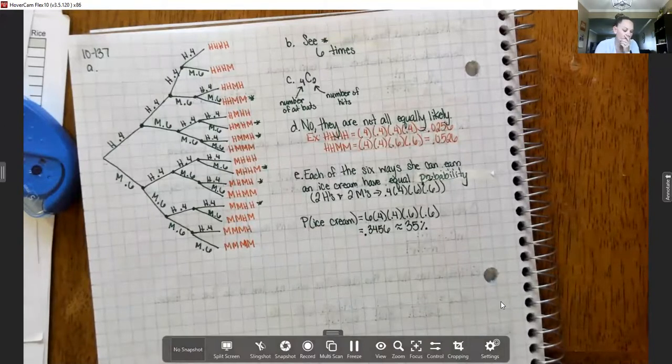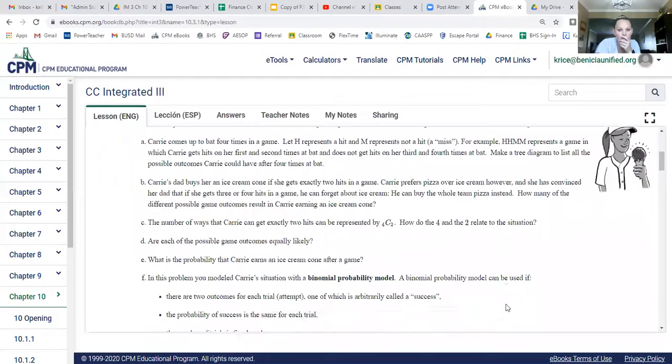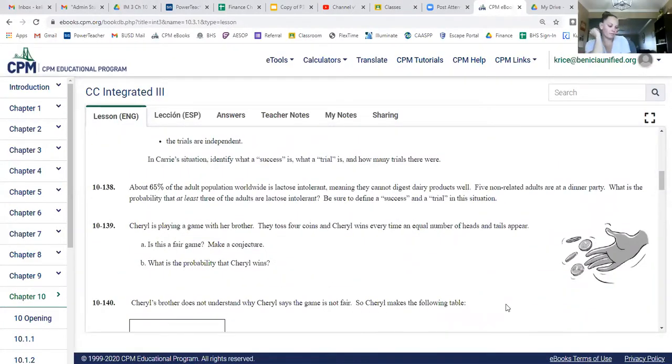All right, and there's one more problem we're going to do. We're going to skip part F. We're going to do 138. About 65% of the adult population worldwide is lactose intolerant, meaning they cannot digest dairy products well. 5 non-related adults are at a dinner party. What is the probability that at least 3 of the adults are lactose intolerant? Be sure to define a success and a trial in this situation.